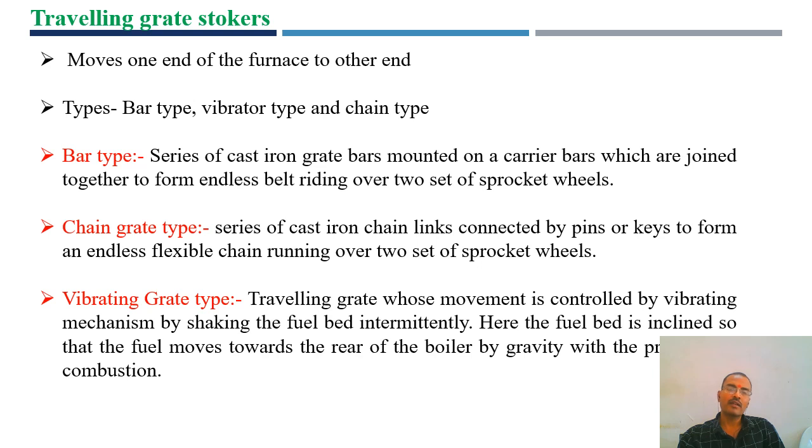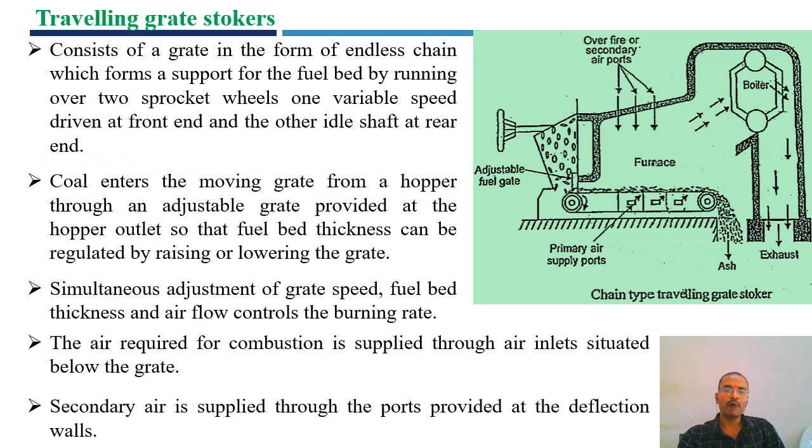Traveling grate process. This traveling grate process can be classified into three types. These traveling grate stokers are used for solid fuel firing in the overfeed stoker method: bar type, chain grate type, and vibrating grate type. The bar type series of grates are formed by an endless chain which forms a support for the fuel bed, running over two sprocket wheels, one variable speed driven at the front and another idle shaft at the rear end.